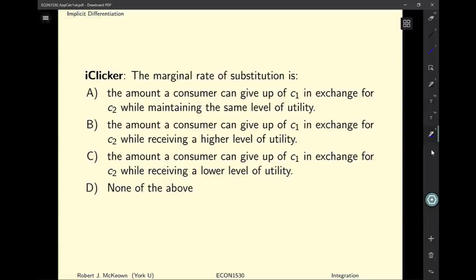Here's an iClicker question for you. Please pick the right answer. Press pause if you want to take some more time. I'm going to give you the answer, and the answer is the same. The marginal rate of substitution keeps total utility constant, right? The same total amount of utility from C1 and C2 is going to be constant.